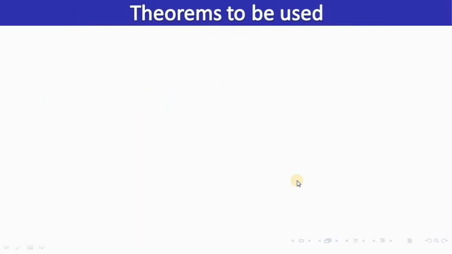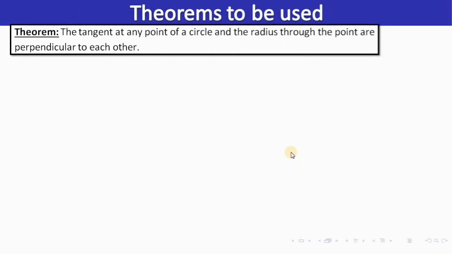So the first theorem that we are going to use here is: the tangent at any point of a circle and the radius through the point are perpendicular to each other. Now in order to understand this, let us take this diagram. For example, here there is a circle and there is a tangent AB. So we can say that P is the point of contact, right?